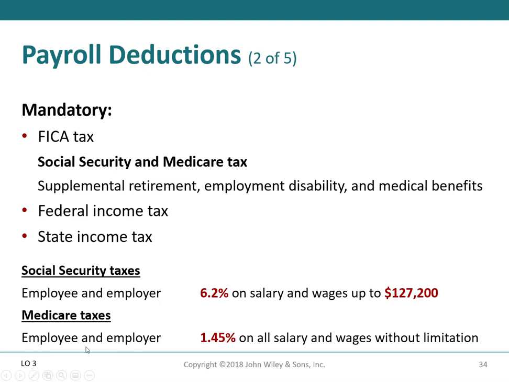Now Medicare, there is no limit. It's paid on all wages, and it's 1.45% on all salaries and all wages. And again, both the employer and the employee pay that.